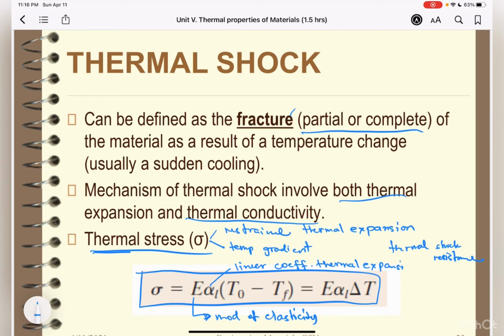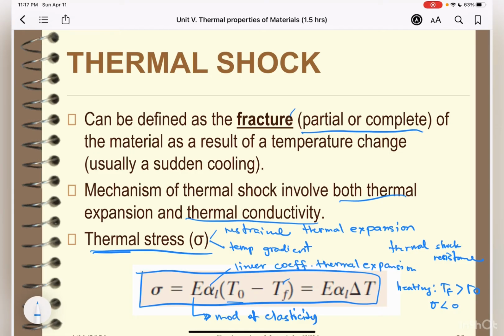And of course, TO minus TF for your delta T is a change in temperature. Okay, so upon heating, final temperature is greater than your initial, so TF is greater than TO. What happens if you have TF greater than TO? The stress is compressive, or your thermal stress would be less than 0.